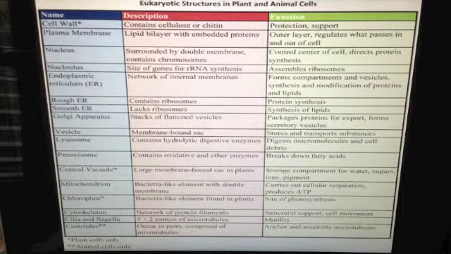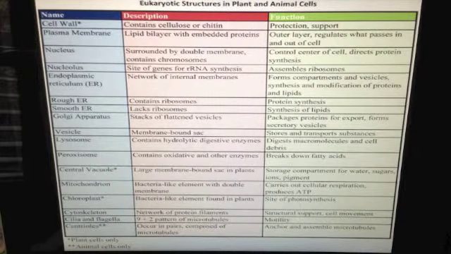Plasma membrane is a lipid bilayer with embedded proteins. Outer layer regulates what passes in and out of the cell. The nucleus, surrounded by double membranes, contains chromosomes. Controls the center of the cell, directs protein synthesis. Nucleolus is the site for rRNA synthesis, and that assembles ribosomes.